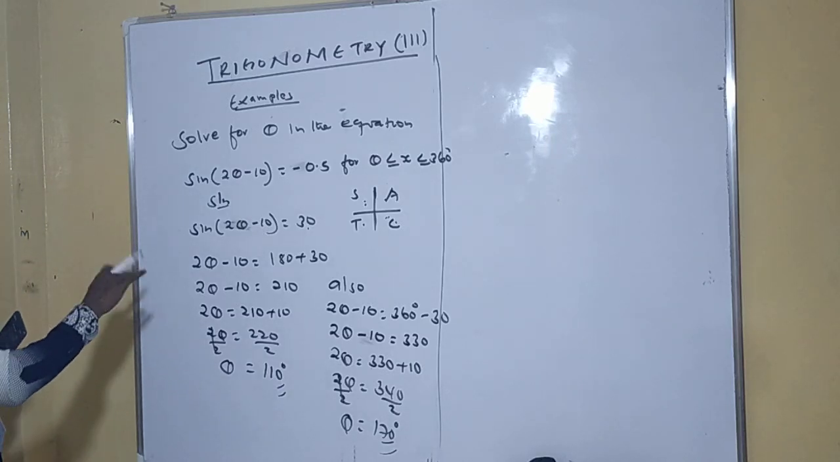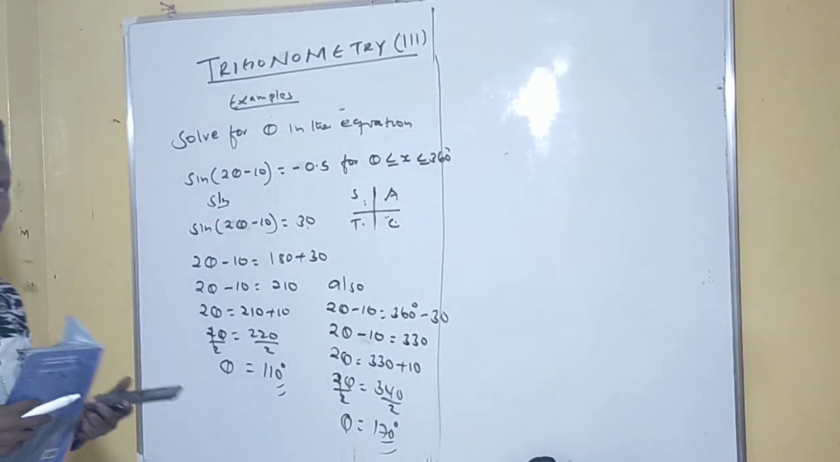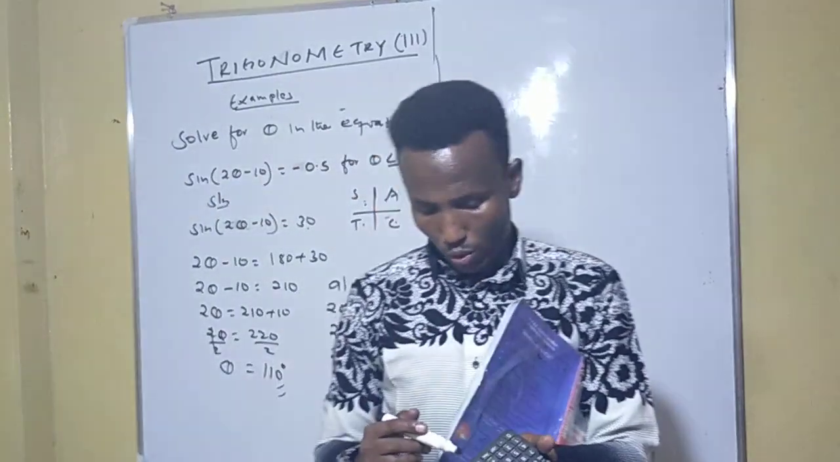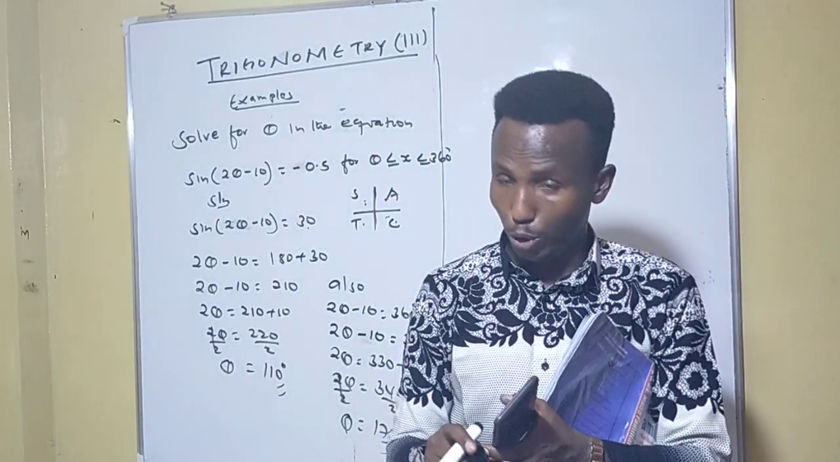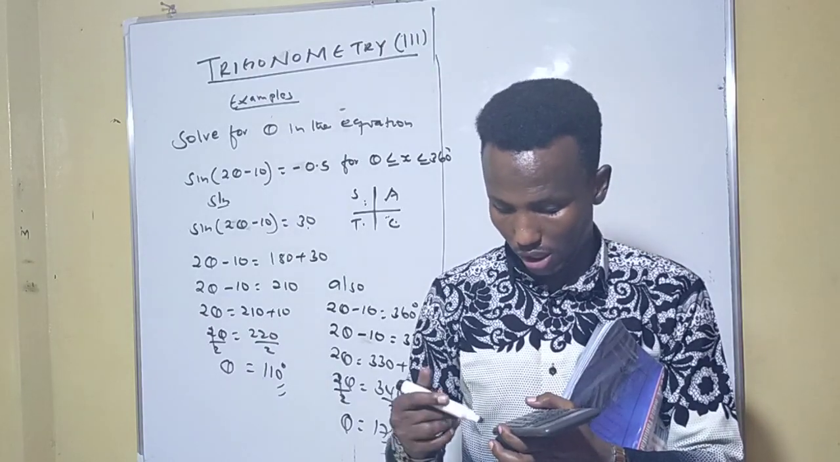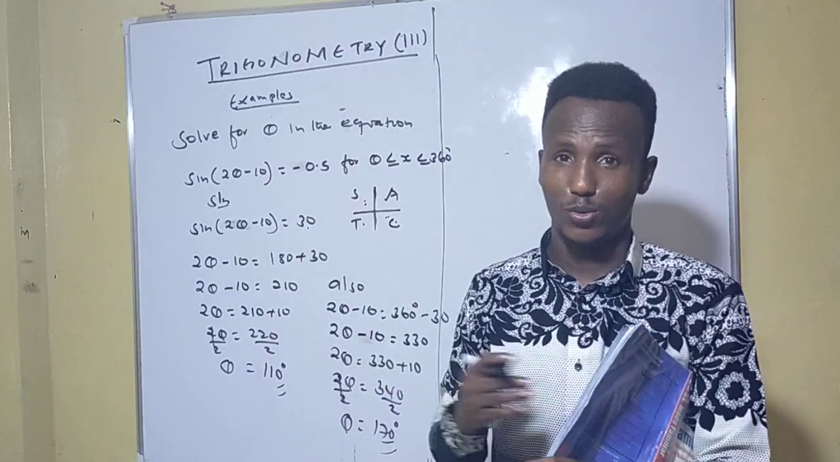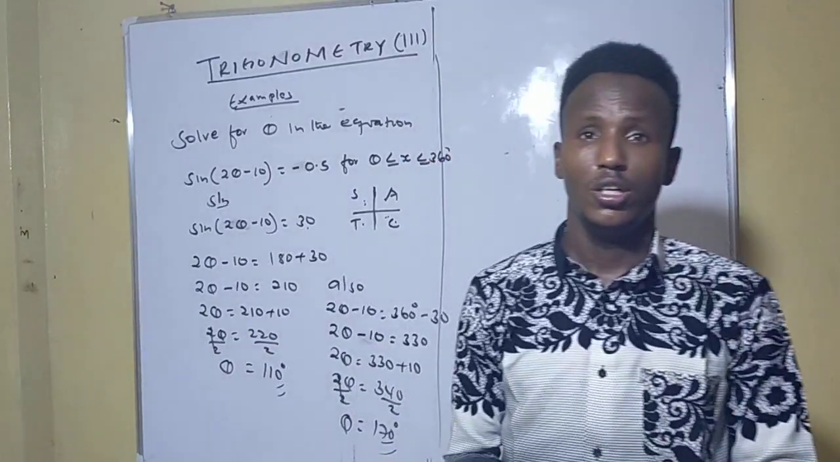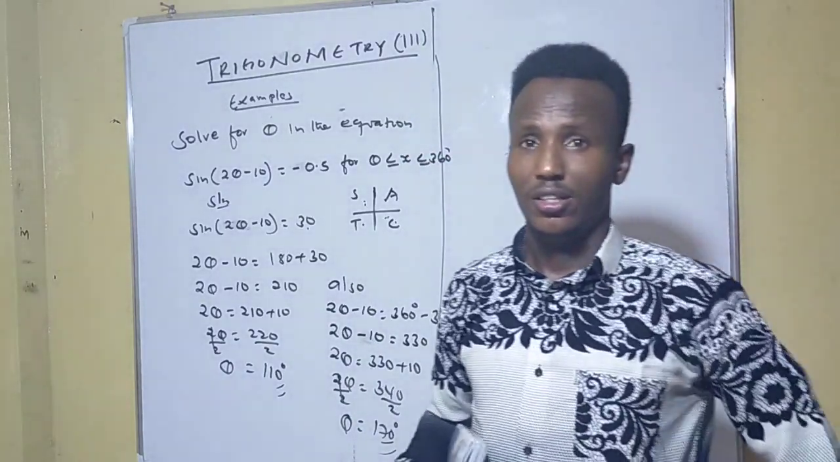Those are the 2 possible values for your information, guys. In our next class, we will also discuss part B of this one, which is more examples concerning this, as well as trigonometric equations that get into quadratics, and we'll solve them.